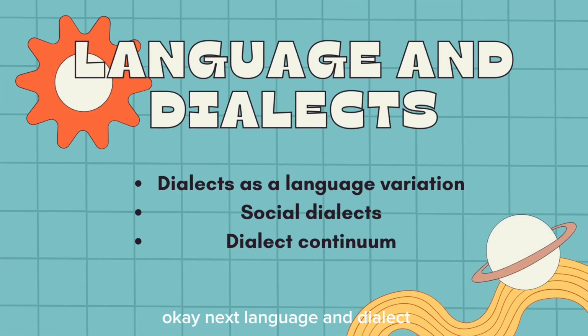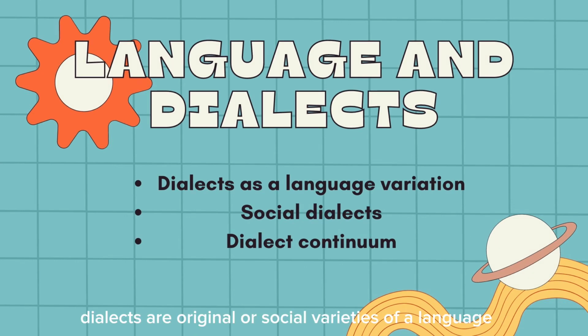Okay, next, language and dialect. Dialects are regional or social varieties of a language. They can differ in terms of vocabulary, pronunciation, and grammar. Sociolinguistics explores the characteristics and usage patterns of different dialects and their relation to social groups. Social dialects, such as sociolects or ethnolects, are variations of language associated with specific social groups.